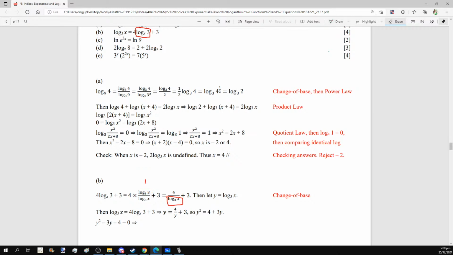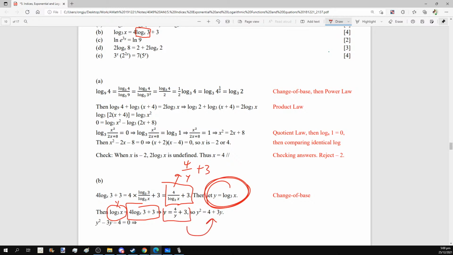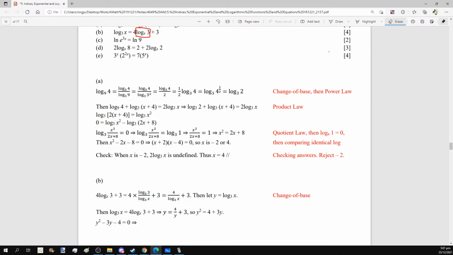Therefore, we shall have the original problem, which is log_3 x equals 4 log_x 3 plus 3. This boxed up person will change into that guy. And from here, if I let y equal log_3 x, then we shall have y equals, over here, 4 over y plus 3. This is very nice because from here, it turns into a very simple quadratic equation. Right, so we will rearrange it and it shall turn into y squared minus 3y minus 4 equals 0.